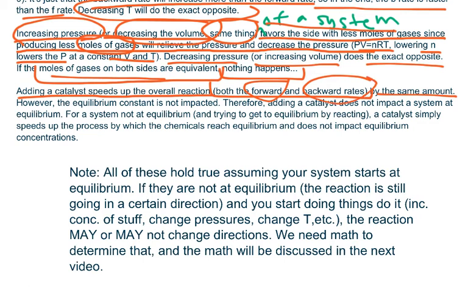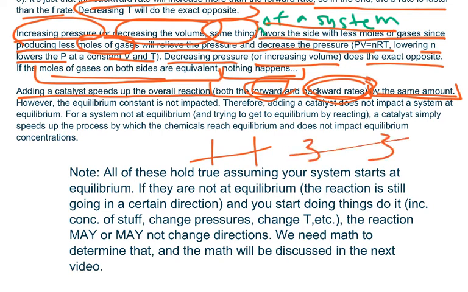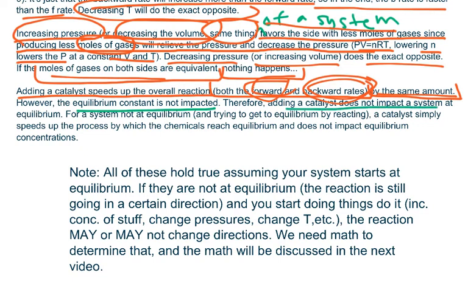And since the forward and backward rates at equilibrium are identical, scaling both of them up by the same amount does nothing because they still cancel out. So for example, if you have 1 and 1, they cancel out. And if you scale 1 and 1 up to get 3 and 3, they still cancel out. So therefore, by adding a catalyst, the equilibrium constant is not impacted, and therefore, adding a catalyst does not impact a system at equilibrium.